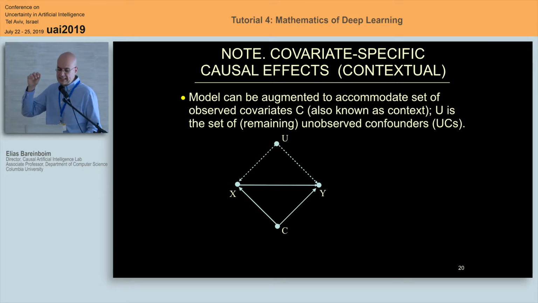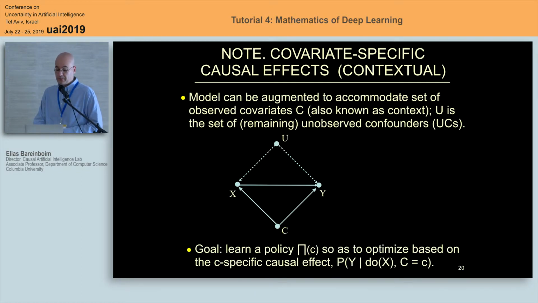This model, what I just said, can be augmented to accommodate the set of observed covariates C, also known as context, depending on the literature. They use the set of the remaining unobserved confounders, or the UCs. Note here that instead of X and Y with the U, now I just add this C here that is affecting X and Y. This could be like the age, the ethnicity, socioeconomic status, and so on, the set of features that you observe. The goal is still to learn a policy, but now we have a policy that is parameterized by the C, pi C, so as to optimize based on the C what we call C-specific causal effect, that is P of Y given do X, comma C.